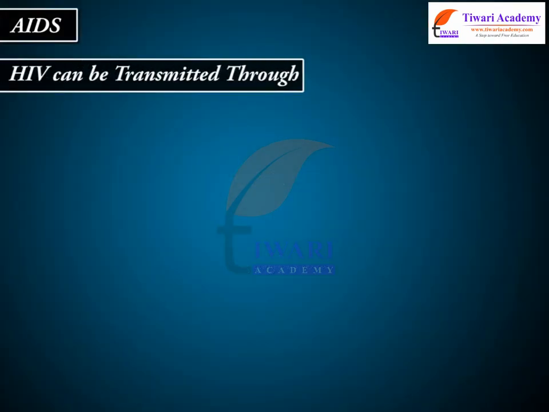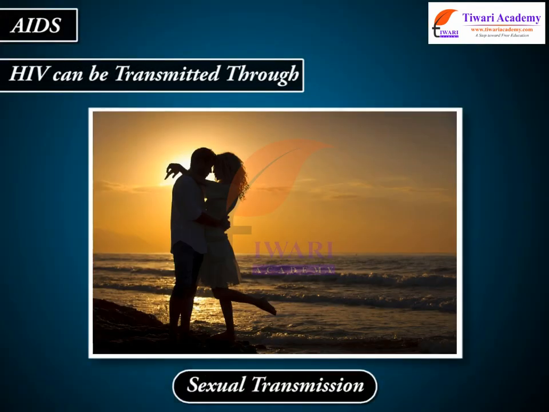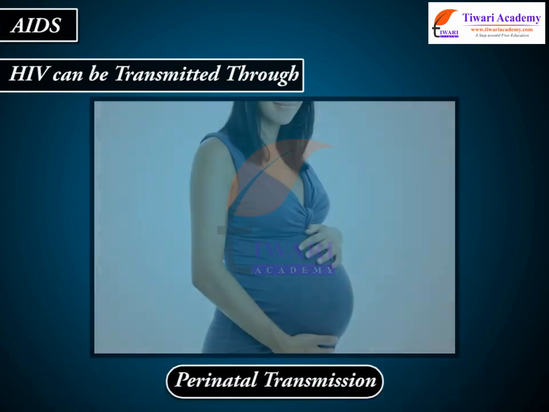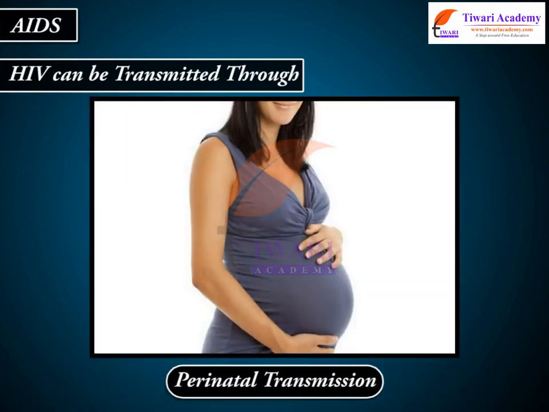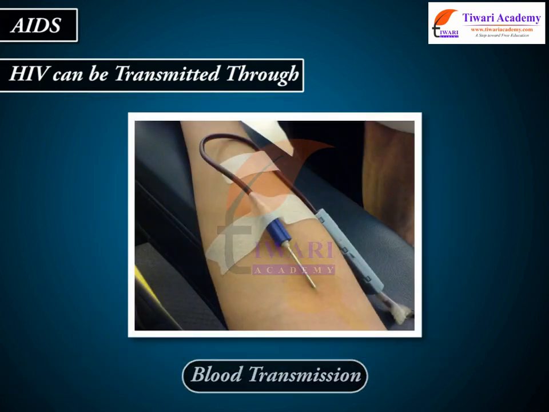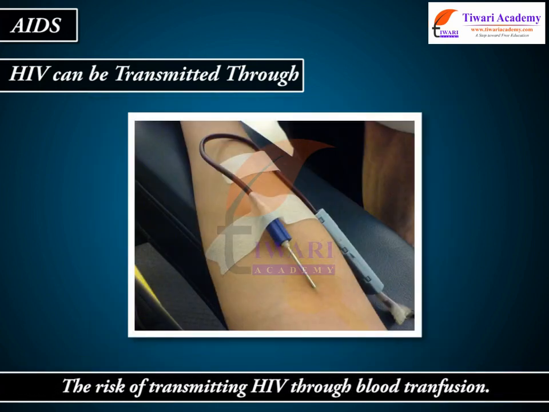HIV can be transmitted through sexual transmission, perinatal transmission. The mother can pass the infection on to her child during childbirth or pregnancy. Blood transmission: the risk of transmitting HIV through blood transfusion.